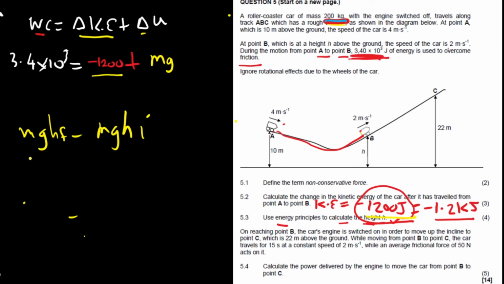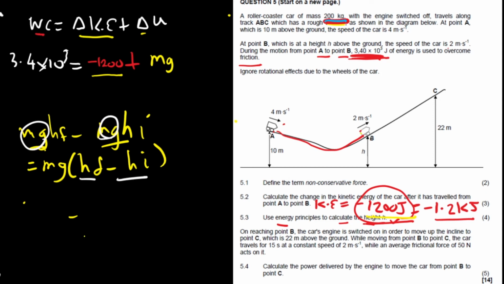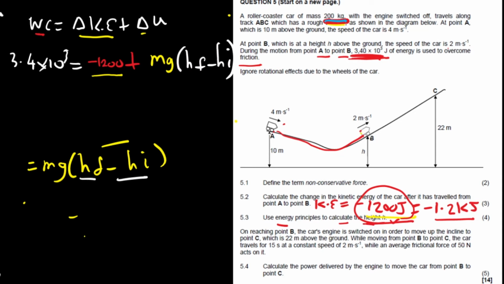Now, mass and gravity are common, so mg, then h final minus h initial, because m and g are common. So we factor them out, and we are left with these two. So I can simply plug it in there. I can say mg times h final minus h initial, close your bracket.